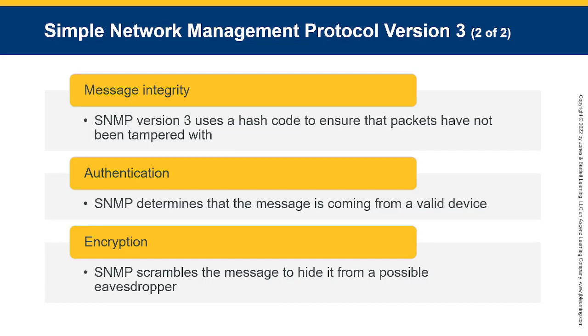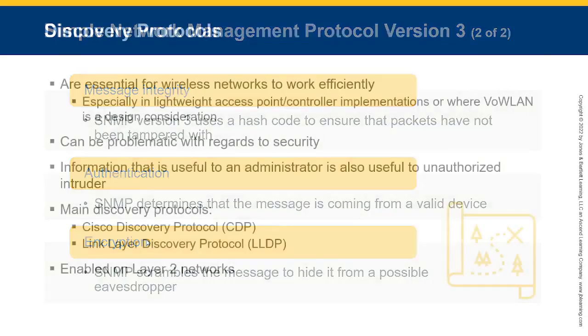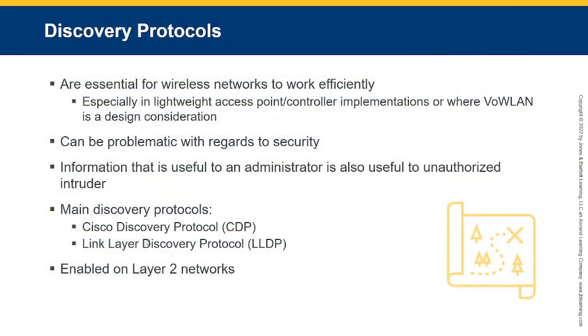You've got discovery protocols, which are essential for wireless networks to work efficiently, especially in a lightweight access point or controller implementation where the WLAN is a design consideration. They can be problematic with regard to security. Information that is useful to an administrator is also useful to an unauthorized intruder. You have two discovery protocols, either Cisco Discovery Protocol or Link Layer Discovery Protocol. It is enabled on layer 2 networks.